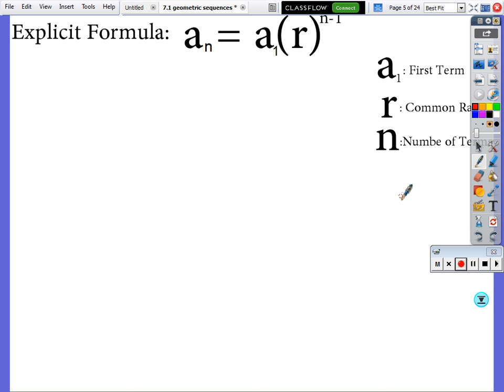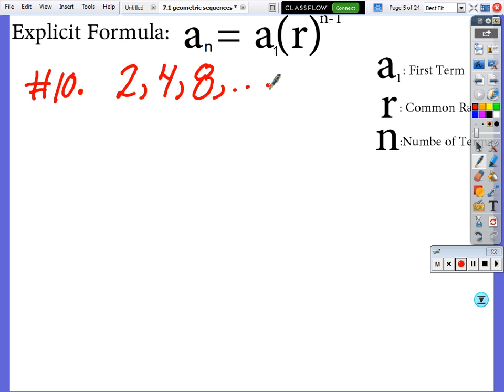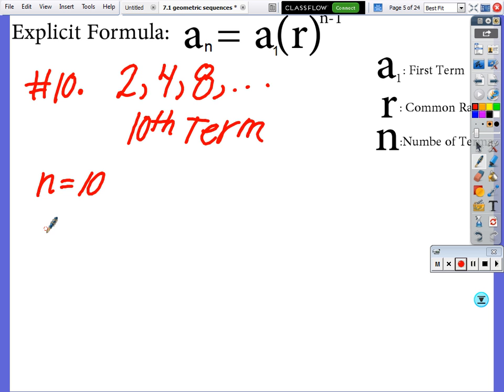Okay, so we're going to do the last problem with this formula. So on number 10, we're going to use this formula. And our number 10 was 2, 4, and 8, dot, dot, dot. So first of all, we were asked to find the 10th term. So our n in this one is going to be 10. We're trying to find the 10th term. So really we're trying to find a sub 10, which makes sense.